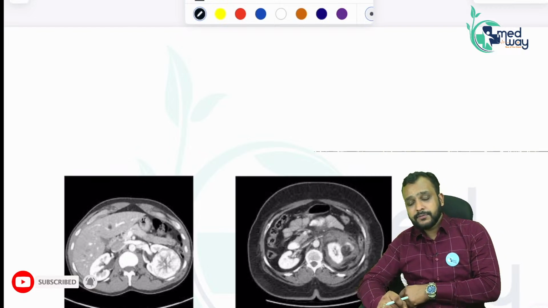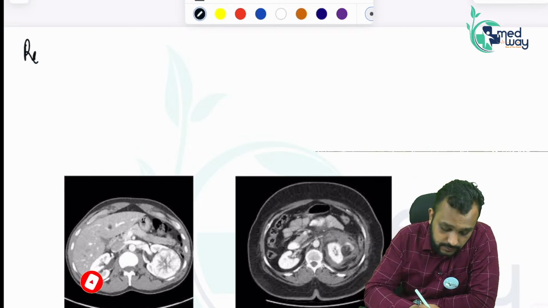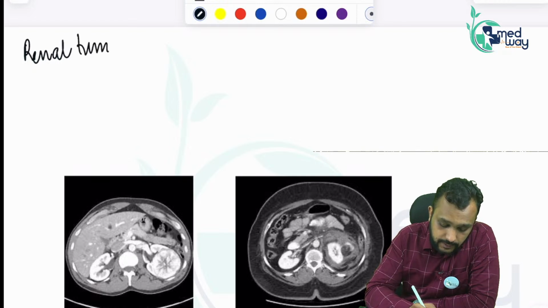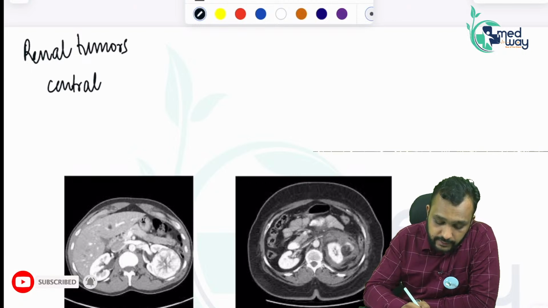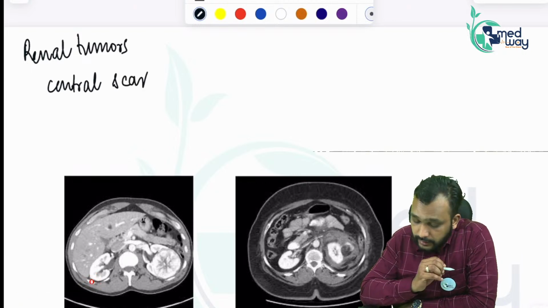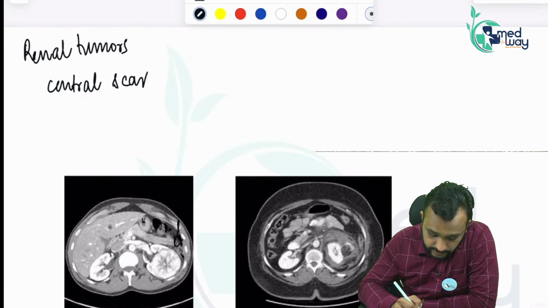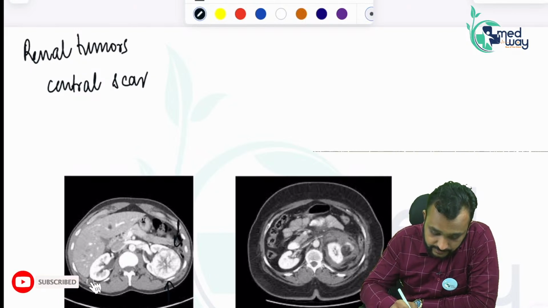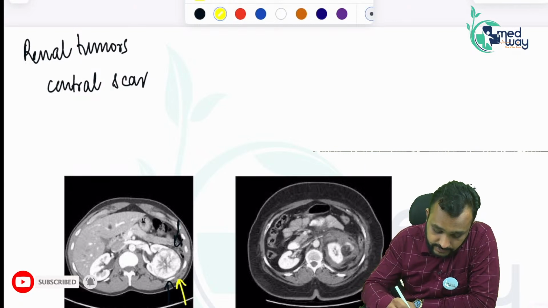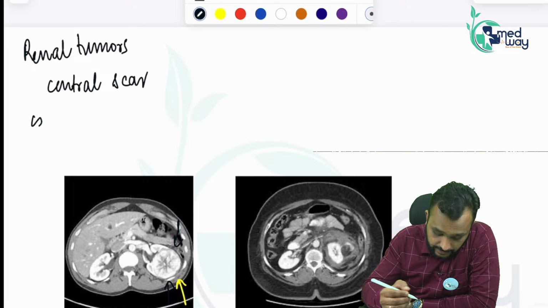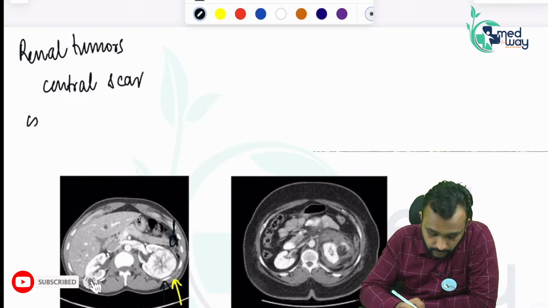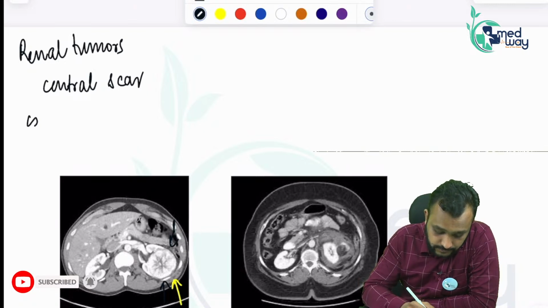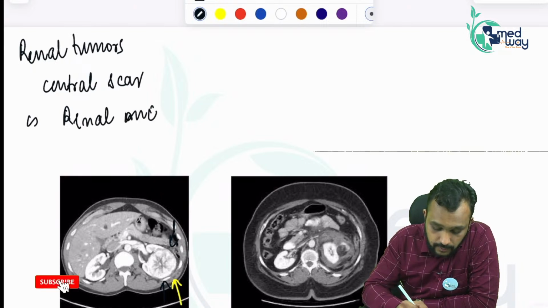Now talking about a few important renal tumors, a direct question can come on this. The first image is giving you the central scar sign. Here this is a homogeneously enhancing lesion that is seen to arise from the left kidney and it has this central scar appearance. And this is seen in patients with renal oncocytoma.